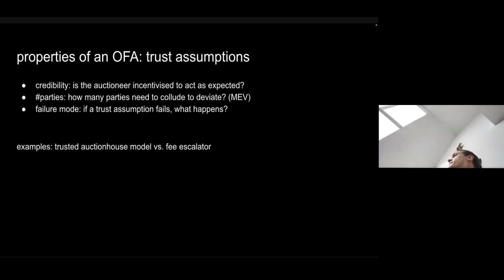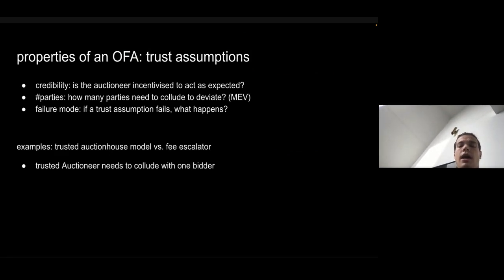Whereas a fee escalator, where the auction is baked into the semantics of the transaction, relies only on this order being seen by multiple parties, and on the price discovery of the Dutch auction working. And so the trust assumptions that you need for a fee escalator are much better than for an auction house model. But the question of how you implement privacy for the fee escalator is, of course, much more difficult than for the auction house model. And so these are things to keep in mind.